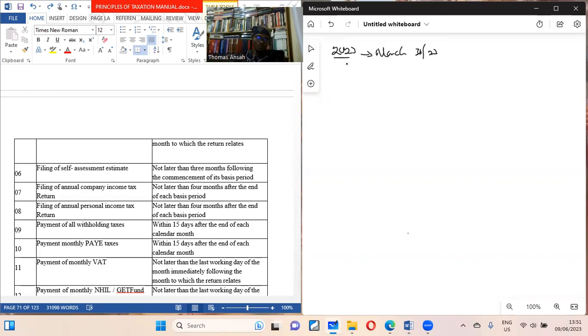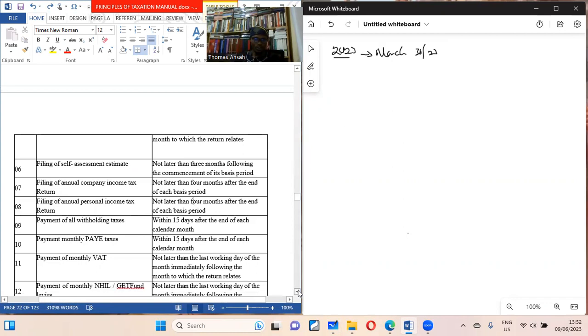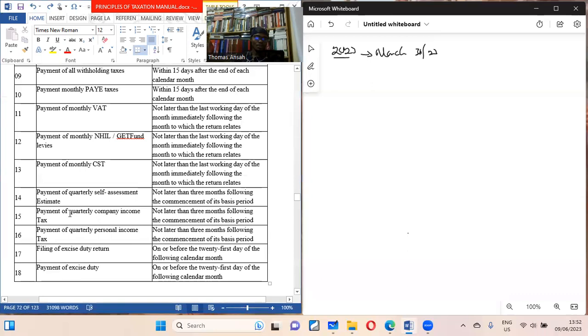Then this is the one I'm talking about, filing of annual company returns and personal PIT, not later than the fourth month. Withholding tax is the same as PAYE, so not later than the 15th. All right, so the payment and the filing go together. The timing of those things go together, as you can see. Now, payment of quarterly installments: not later than 3 months following the commencement of the basis period. Quarterly installment is Q1, Q2, Q3, Q4. So take note of that.